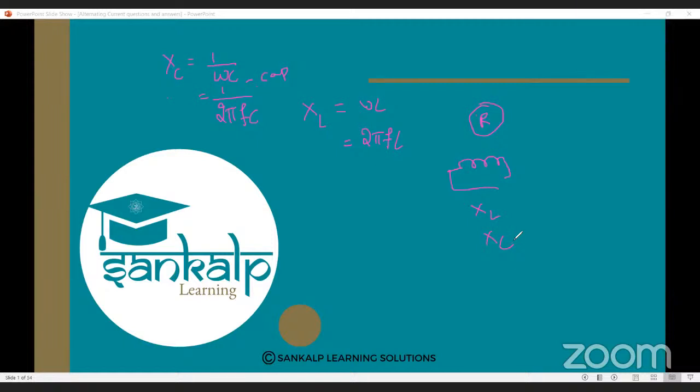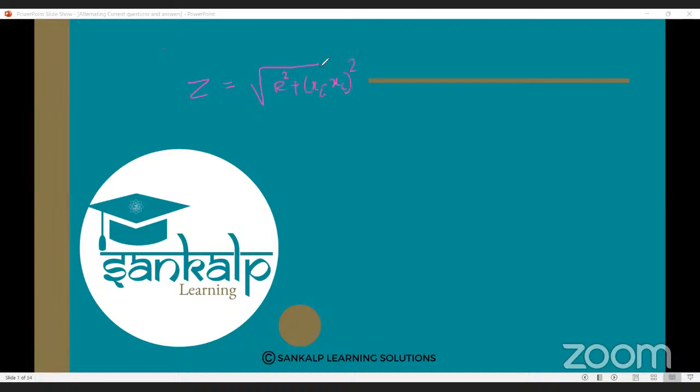And suppose you have all three, that is inductor, capacitor and resistor. If you have all three, what is the expression for Z? That all we will write now. That is called the LCR circuit. So when you have the LCR circuit, the expression is given by Z is equal to under root of R square plus XL minus XC whole square.